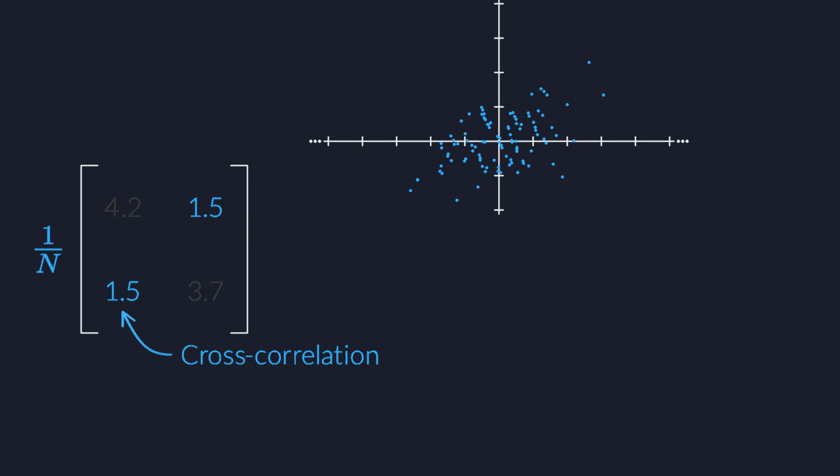You can see that the cross-correlation appears twice. The matrix is symmetric. We talked about why this happens in an earlier video. The product of a matrix with its own transpose is always symmetric. Another way to put this is that the cross-correlation is commutative.